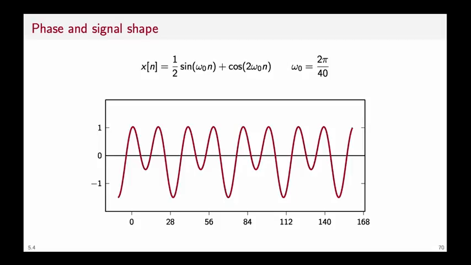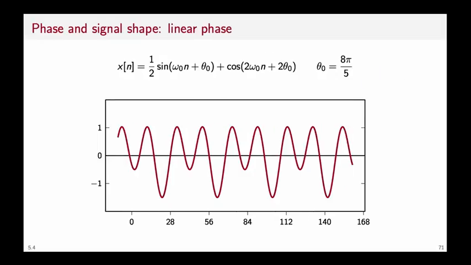To understand what phase does to a signal, let's take a very simple discrete time signal made up of the sum of two sinusoids. x[n] is equal to 1/2 sin(ω0 n) plus cos(2ω0 n). So it's two sinusoids at frequencies one double of the other. And the sum looks like this signal that we plot here in this graph. We can call this signal a zero phase signal because the phase associated to each sinusoidal function is zero.